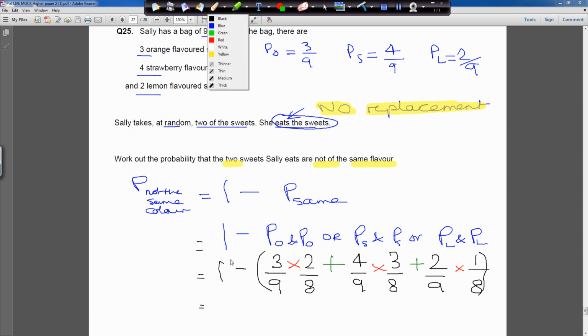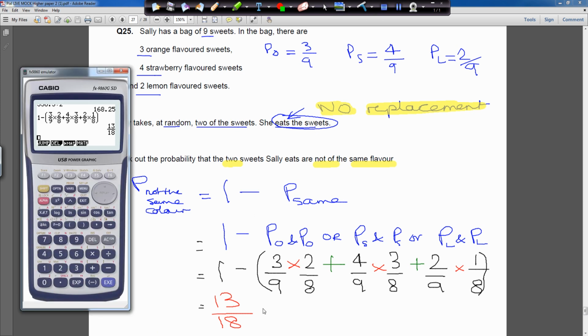Right, let's go for that then. Let's put the answer on. So we have 13 over 18. I'm sure that was what the answer was. I'm going to double check that by clicking back on the calculator, to see what that was. Yes, 13 over 18. That'll do.